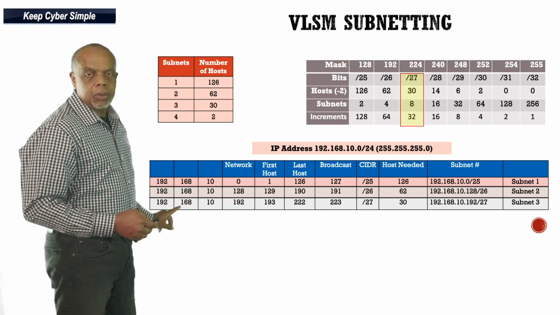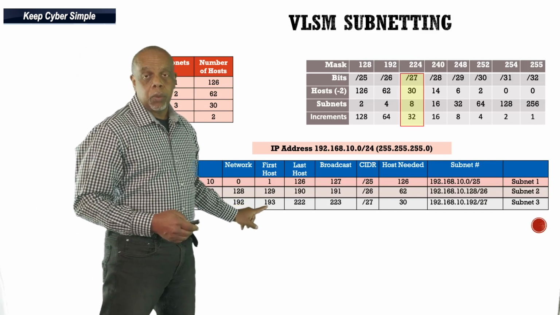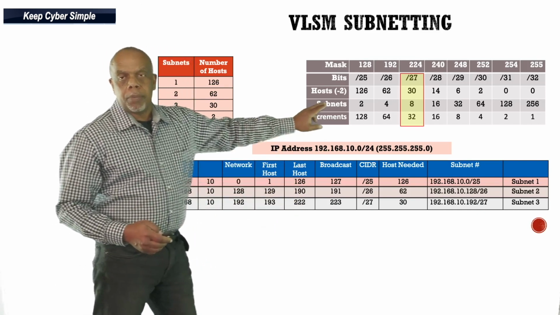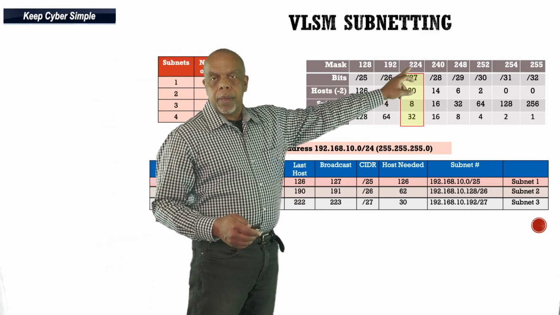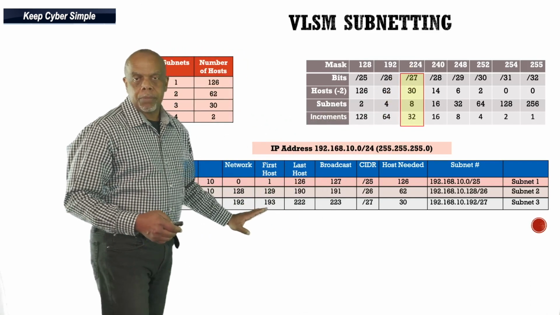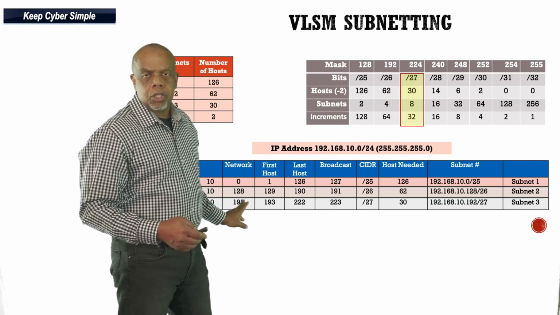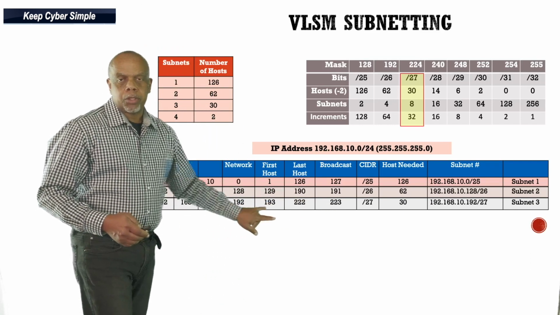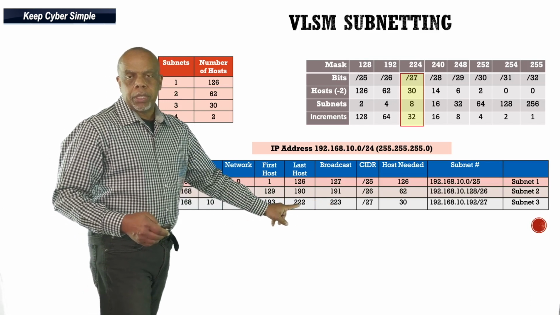So now 192.168.10.192, first assignable is going to be 193. The last assignable is going to be 222. Why? Because I needed how many? 30. To get 30, I use a mask of 224, and I'm incrementing by 32. That gives me 30 hosts. So now I'm only going to be using 30. So I go from 192 to 223, 32 altogether, and that gives me 30 assignable hosts from 193 to 222.